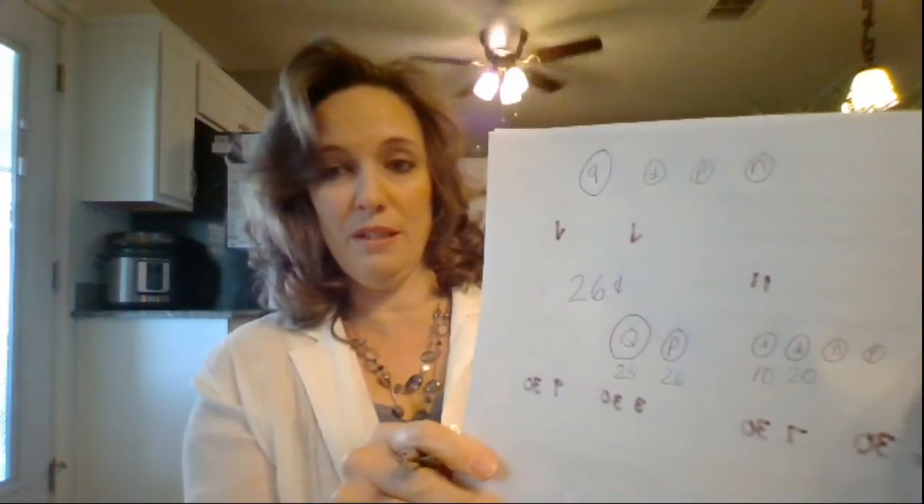The easiest way for my mind is a dime is worth 10. 2 dimes are like 2 sticks of 10. That's 20. And then I can add a nickel. That'll be 25, because I know 20, 25. And then a penny would be 26.